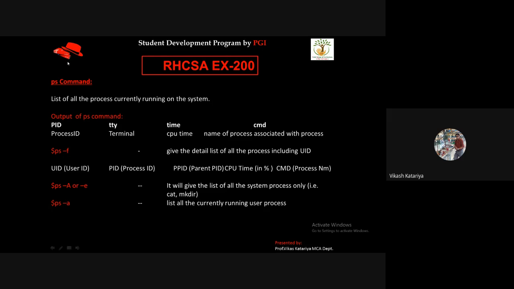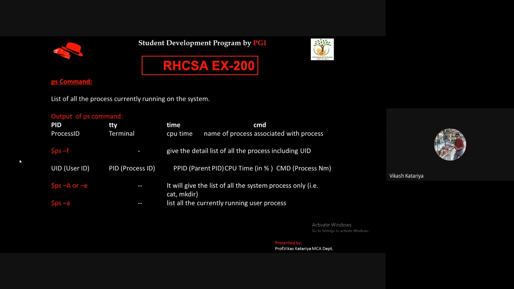Now TTY is the terminal, TIME is the CPU time, and CMD is the name of the process. So it will give the details of all the processes. If you want to get the details of how the processes are running by a single user ID or a user, you have to put the -f parameter. So ps -f will give the details of processes including user ID.